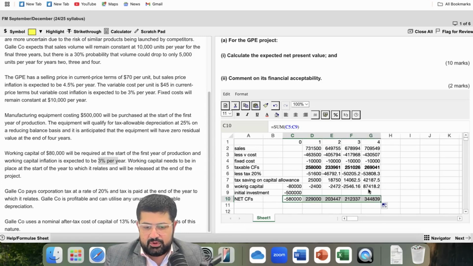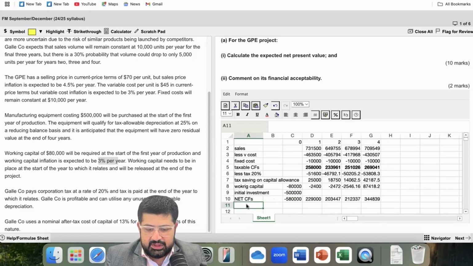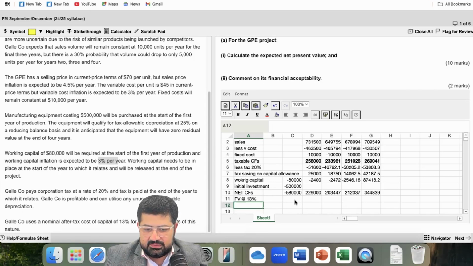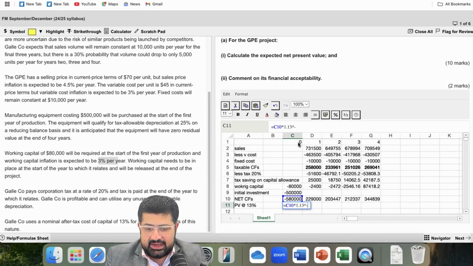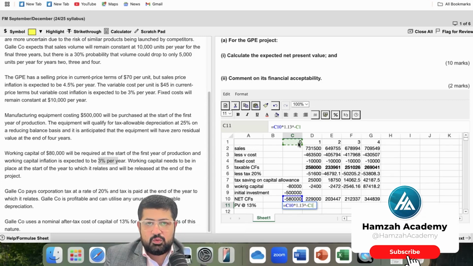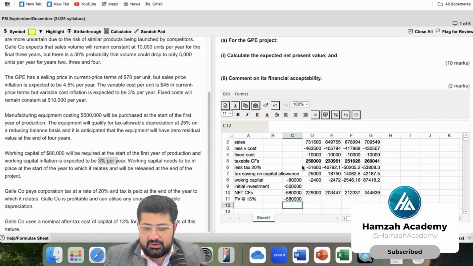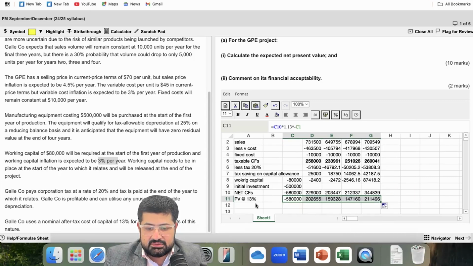Net cash flows of the project are here in front of you, and present value at the rate of, what is the rate? 13%, which is the cost of capital. So future value into 1.13 raised to power minus n. You know the formula, future value is equal to present value into 1 plus r raised to power minus n. So this is how present value is calculated.